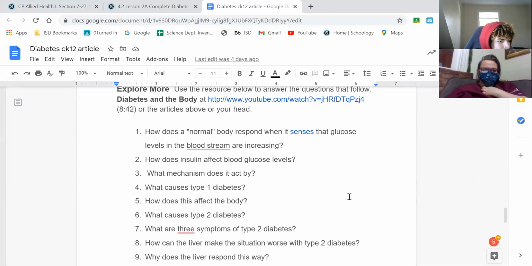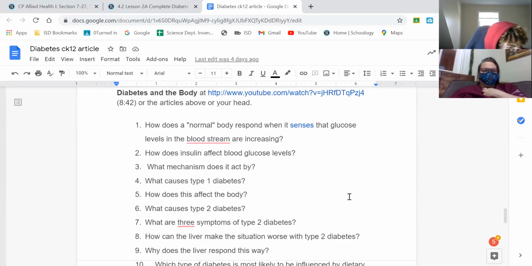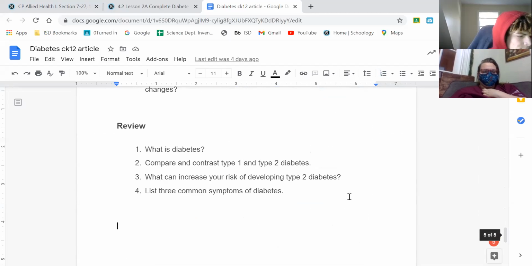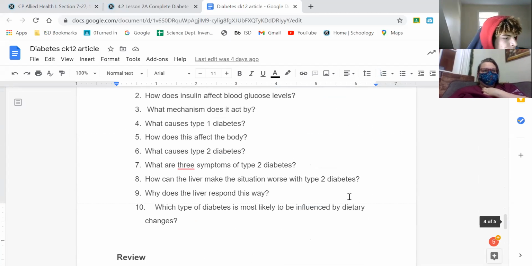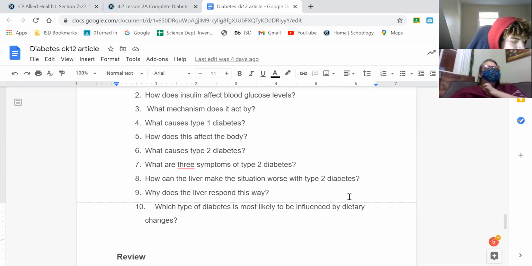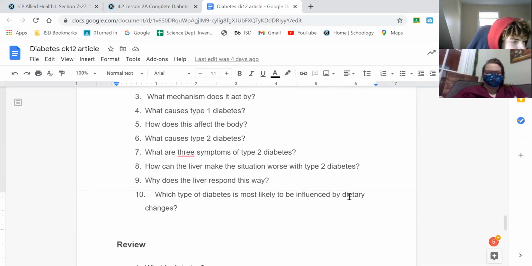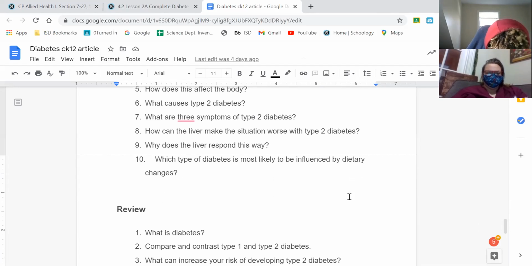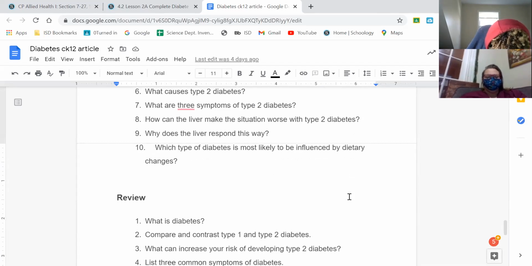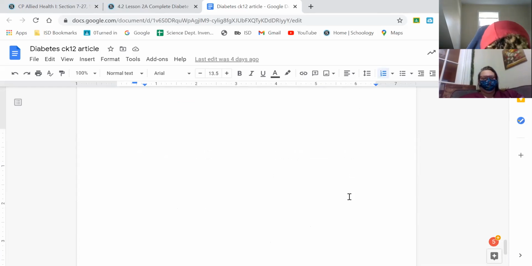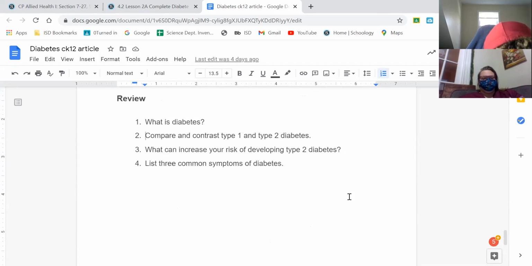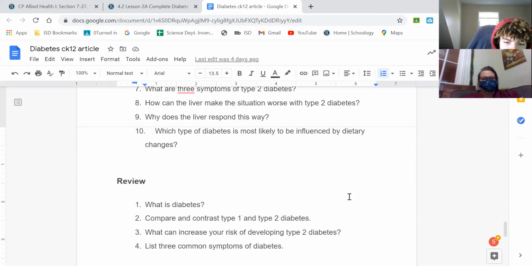How does a normal body respond when it senses that glucose levels in the bloodstream are increasing? How does insulin affect the blood glucose levels? What mechanism does it act by? What causes type 1 diabetes? How does this affect the body? What causes type 2 diabetes? What are 3 symptoms of type 2 diabetes? How can the liver make the situation worse with type 2 diabetes? That's not good. Why does the liver respond this way? Which type of diabetes is most likely to be influenced by dietary changes?